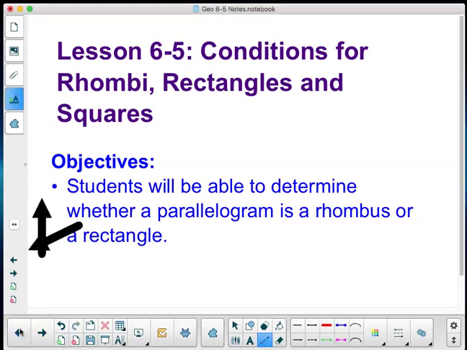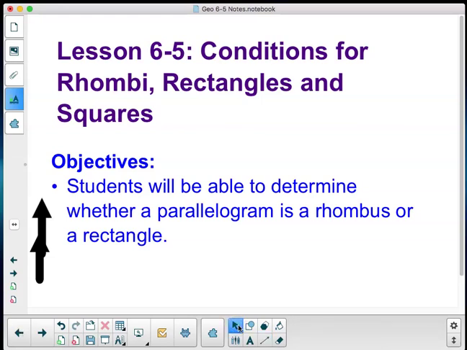Okay, geometers, this is Mr. Bloom. I'm flipping arrows all over the place. Let's fix that.